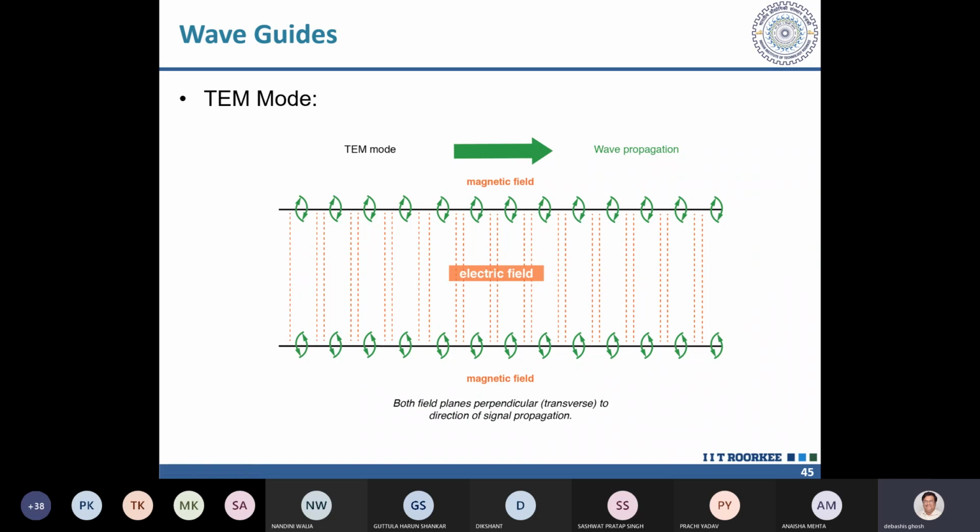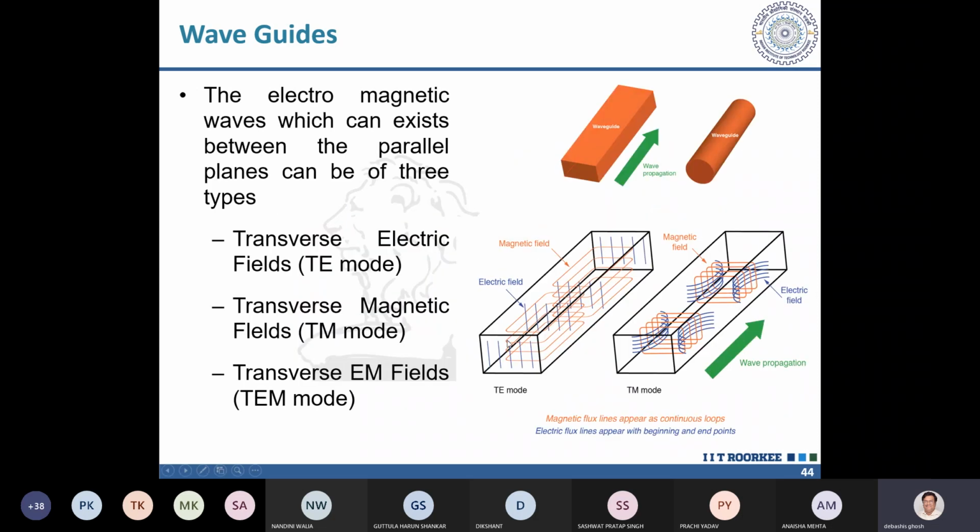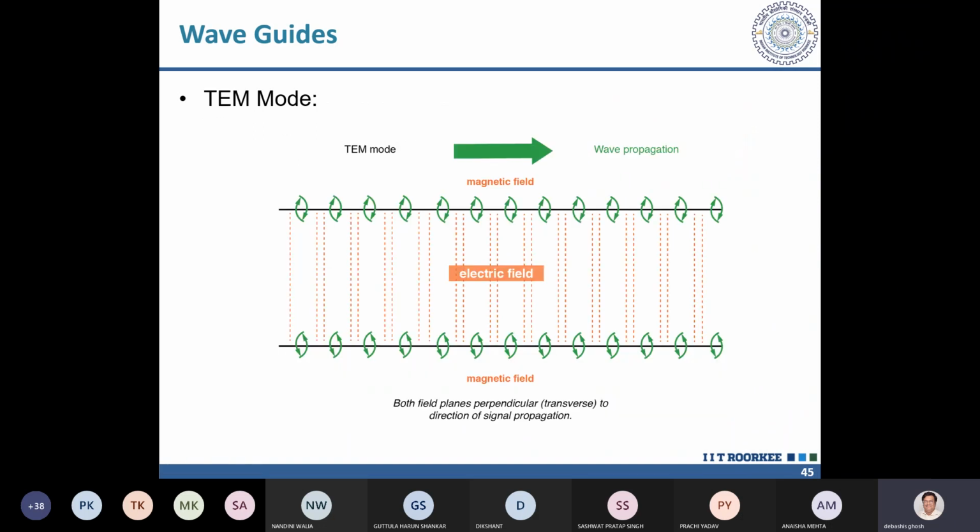You can see it is basically this electric field like this and the magnetic field like this. These two are combined together and that gives you this. The electric field and the magnetic field are basically combined together. So these are the three modes of transmission in a waveguide.